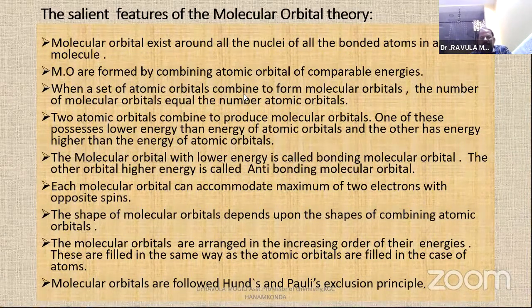When a set of atomic orbitals combine to form molecular orbitals, the number of molecular orbitals equals the number of atomic orbitals. Two atomic orbitals combine to produce two molecular orbitals. One of these possesses a lower energy than the atomic orbitals, and the other has energy higher than the atomic orbitals. The molecular orbital with lower energy is called the bonding molecular orbital. The other, with higher energy, is called the anti-bonding molecular orbital. These points are very, very important.